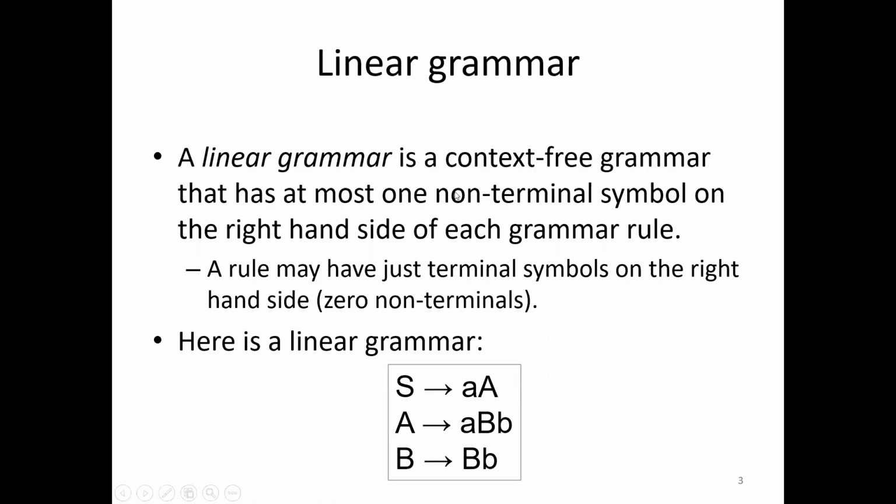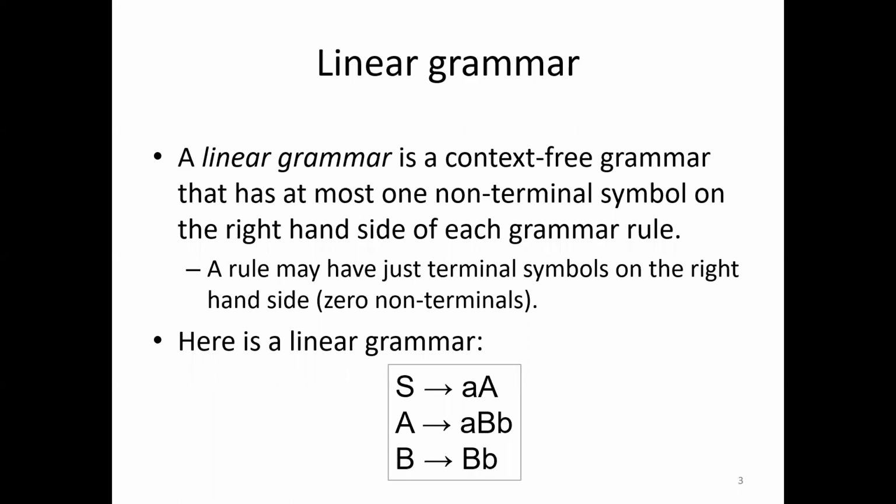So linear grammar, as you can see here on the screen, is a context-free grammar that has at most one non-terminal symbol on the right-hand side of each grammar rule. So whatever production rules you have, in all those production rules you should have at least one non-terminal symbol on the left-hand side of the production rule. The rule can have only terminals also on the right-hand side of the production.